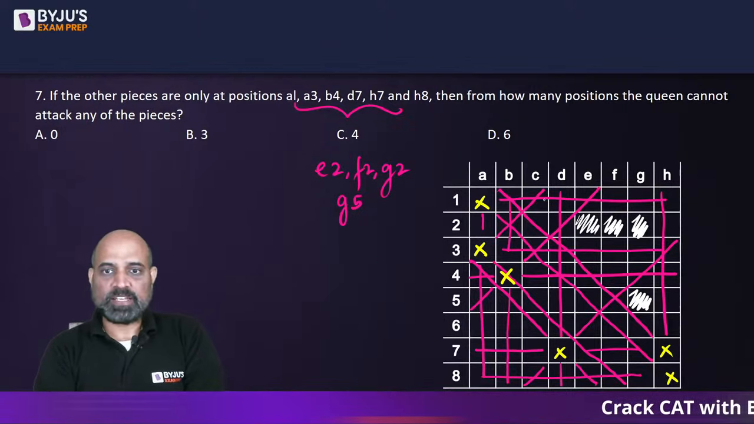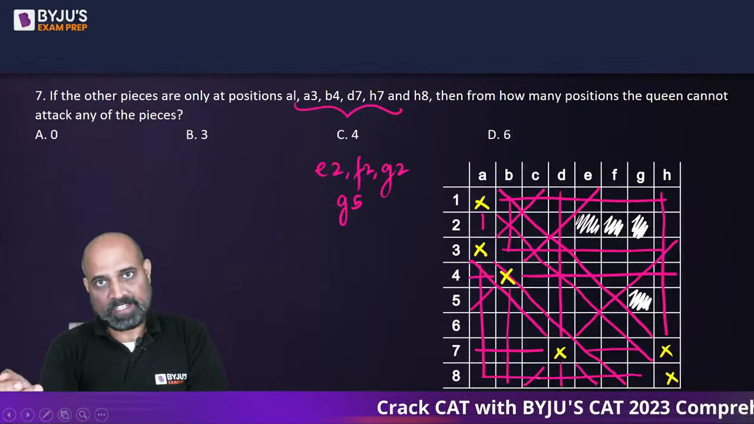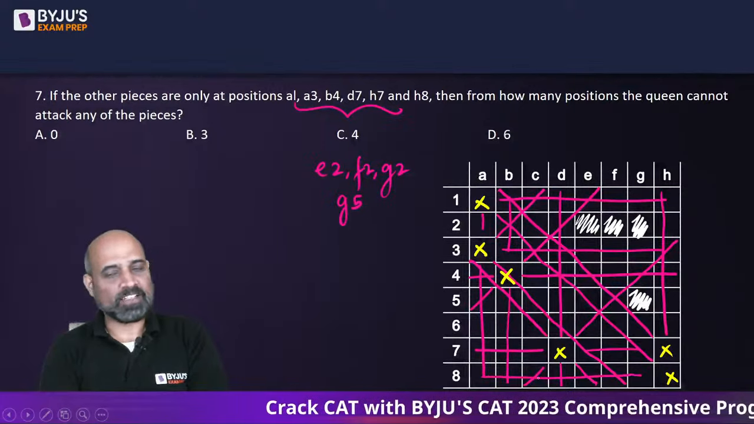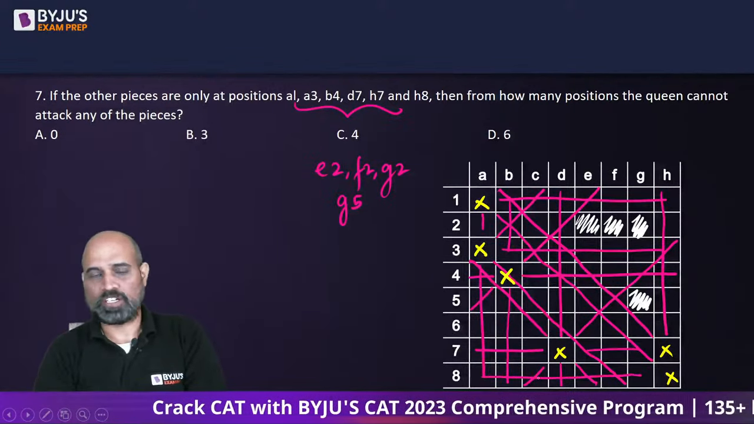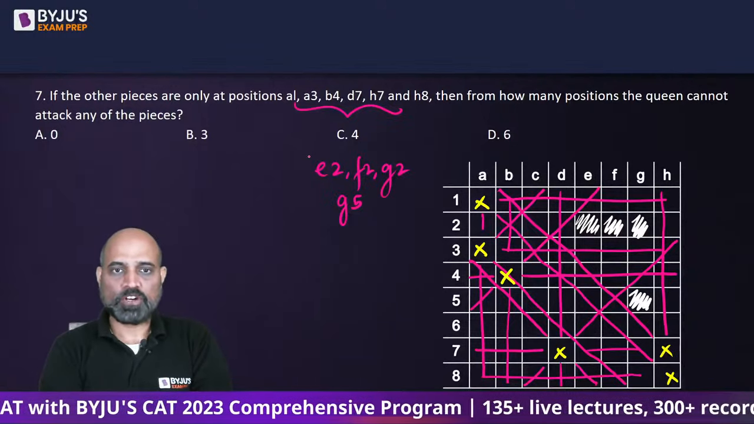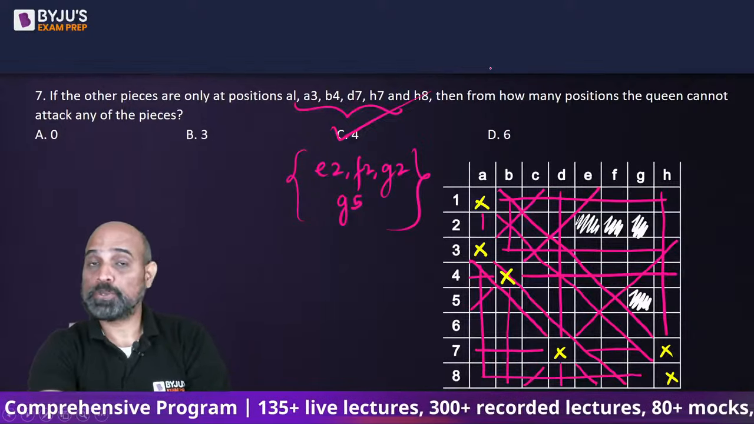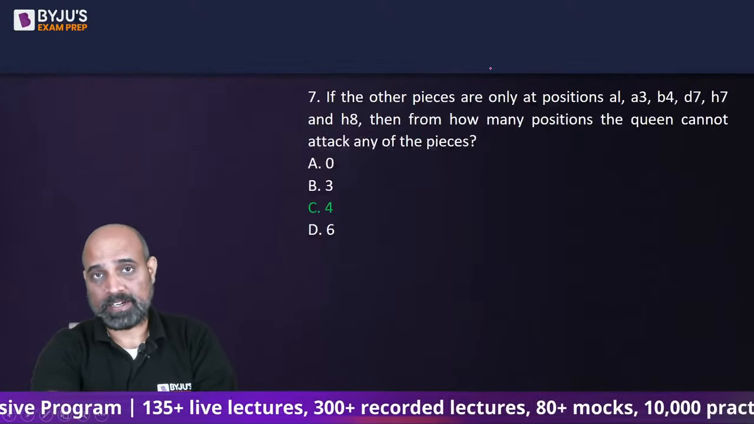Now C gets eliminated not because of the vertical and horizontal lines that I have struck out, but rather because of the diagonals. Because of the diagonal, there is no place left there wherein we can place a queen. So we have got 4 such places on the chessboard where if you put a queen, none of the pieces will be attacked.